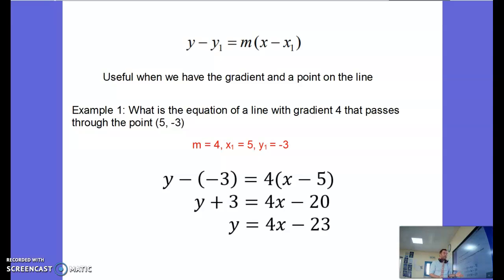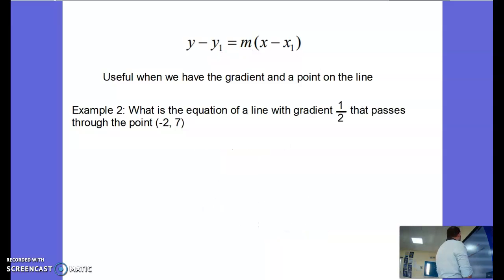And actually we end up with a line in the gradient intercept form, y equals mx plus c. So we've ended up with something with a gradient of 4 and a y-intercept of minus 23. They go very hand in hand, those two. So yeah, simple as that. Be very careful with your negatives, that's probably where the mistakes can happen. But substitute your values in for x and y and m, and then do a little bit of basic maths. Rearrange the equation.